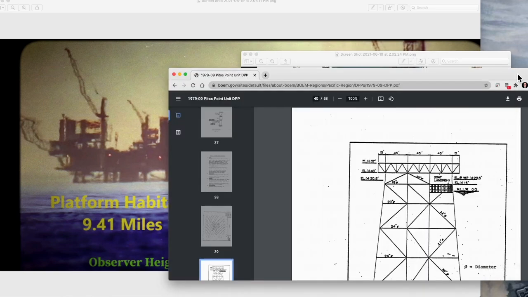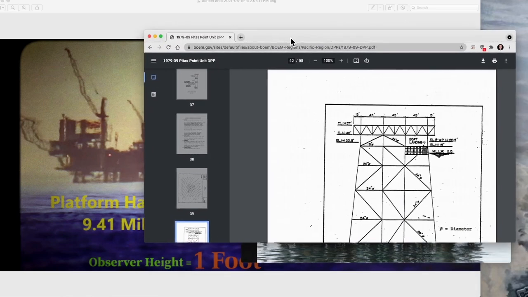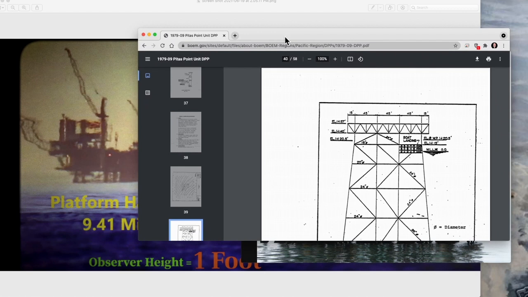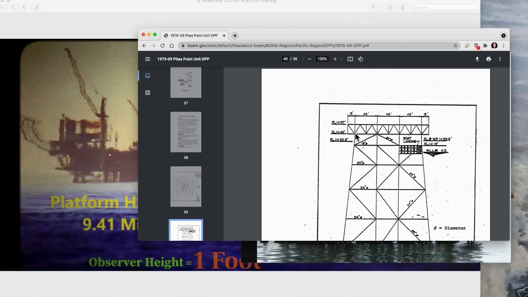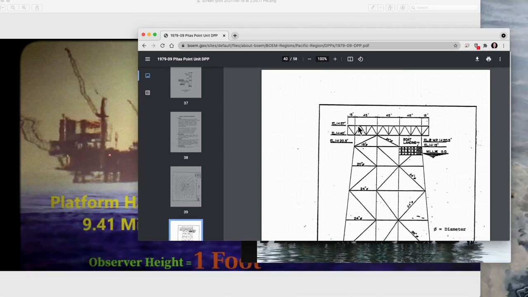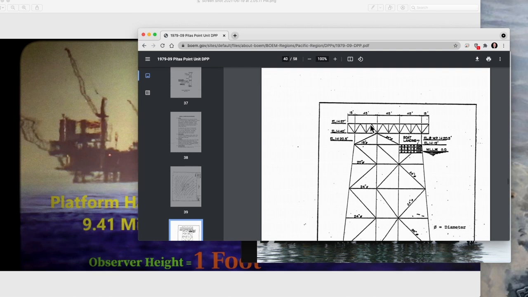Let's go ahead and have a look at the permit documents for platform habitat. Now, this is rather interesting. Here is the water. Up to that boat landing, it's 15 feet above the water. And up to this area, it's looking like it's approximately 40 feet in elevation. The platform itself is 17 feet above that.